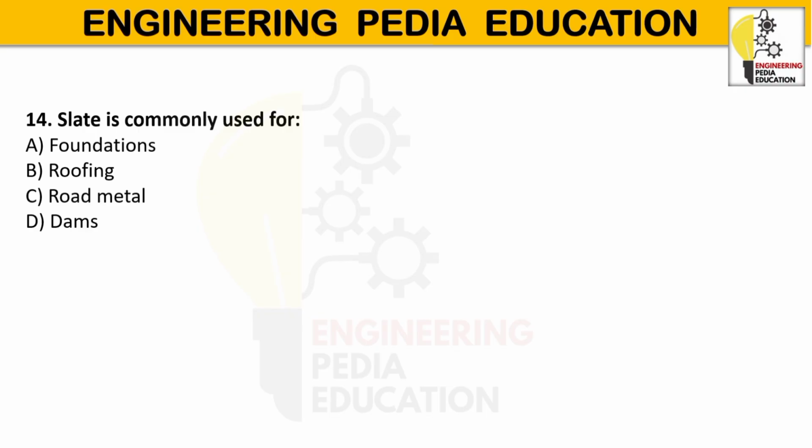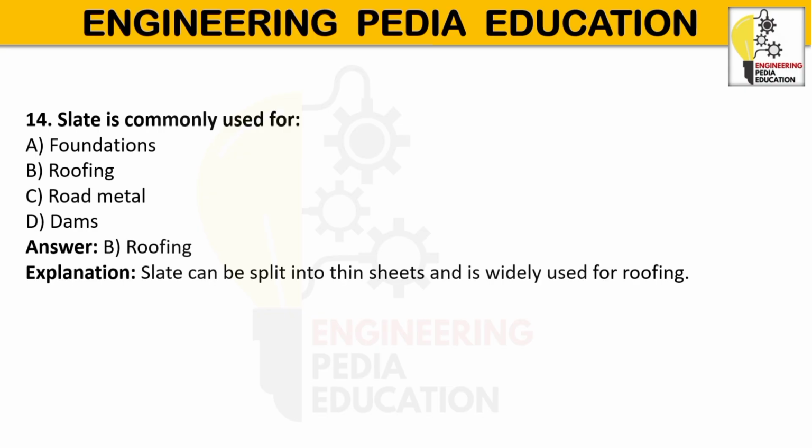Slate is commonly used for foundation, roofing, road metal, dams. So the correct answer is slate, roofing. Slate can be split into thin sheets and is widely used for roofing. Slate is a metamorphic rock formed from shale, used for roofing, paving, flooring, wall cladding, laboratory tabletop, blackboard, damp-proof course, DPC, decorative and architectural work.